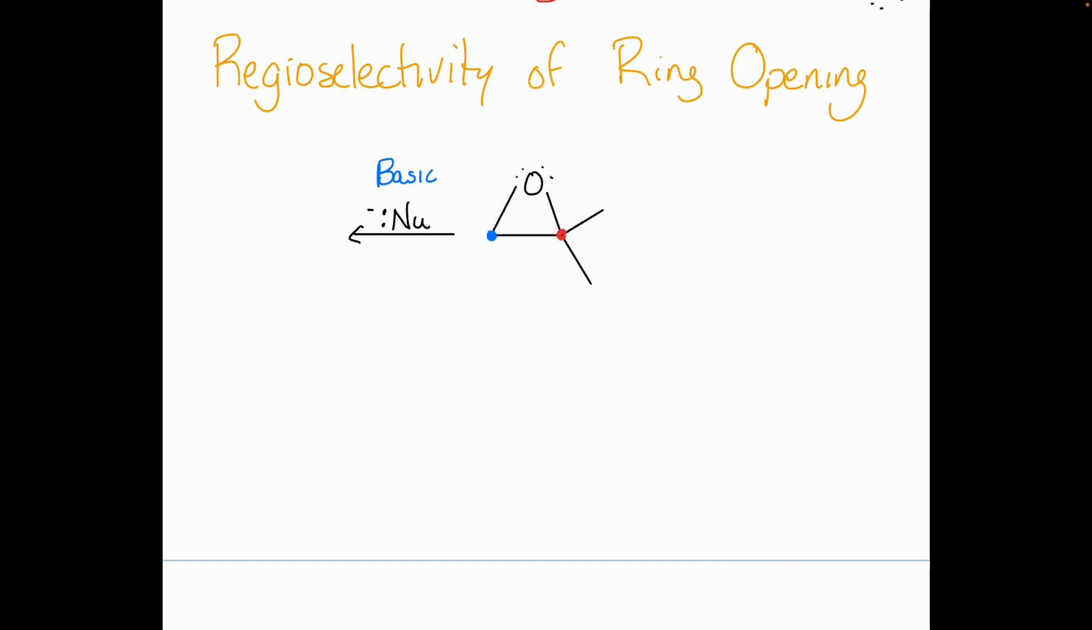So we'll get our ring opening reaction. Keeping my colors consistent here. Okay, so under basic conditions, again, SN2, always the more accessible carbon.